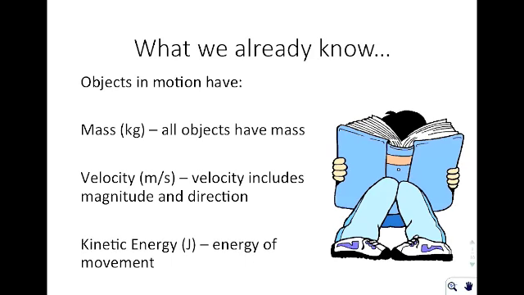So, here's what we already know. We already know that objects in motion have mass, and that's measured in kilograms, and we talked about mass first in the force unit, and you've talked about mass for a long time before that as well. We also know that objects in motion have a velocity, and a velocity is something that includes both magnitude and direction. And from the previous unit, we also know that things that are moving also have kinetic energy, which we call the energy of movement.